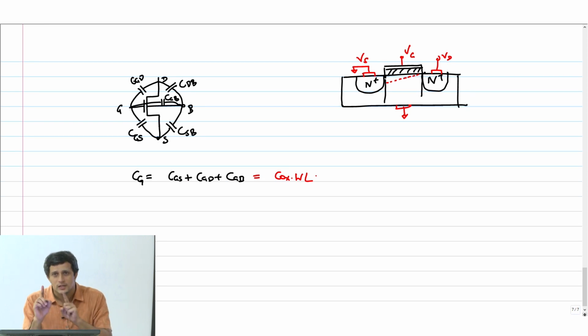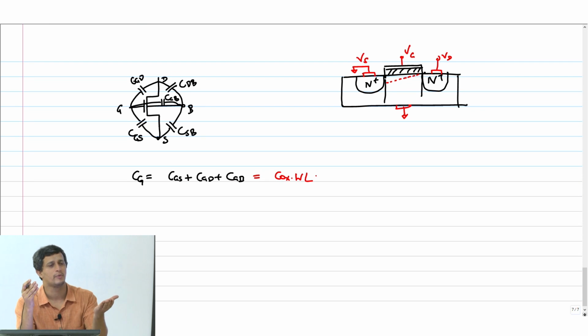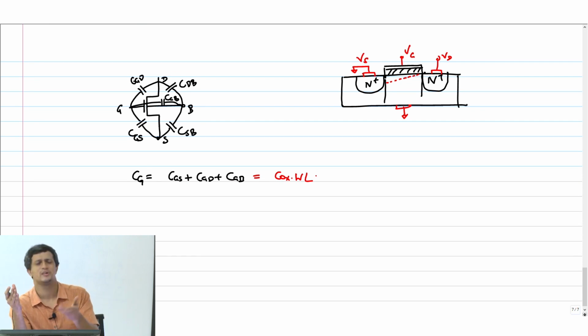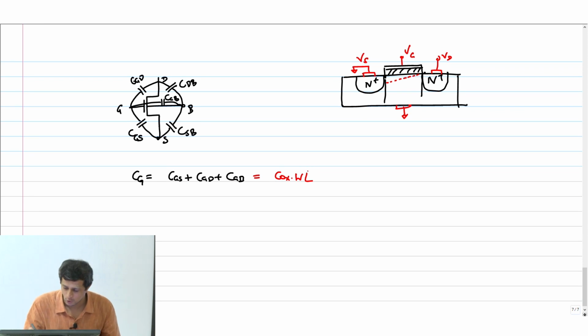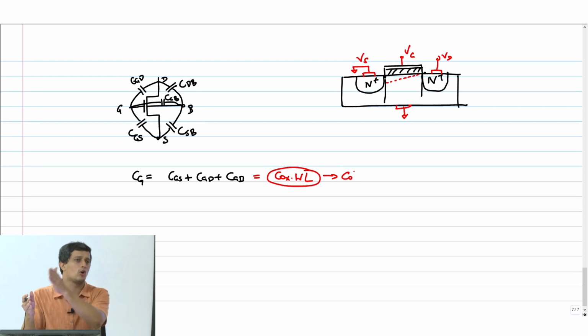But if you look at the distribution across various regions, in cutoff for example, CGB will be the whole of C naught and CGS and CGD will be 0. This is just a sort of distribution model that people have done. It's more relevant for analog guys, not for digital. If you look at the saturation region, the CGS will be more, CGD will be less, and the CGB is just made 0. So all I am saying is this total capacitance, which I have called C naught, is being distributed across these 3 components. For digital purposes, it doesn't matter because we are looking at the sum of these 3 components always.